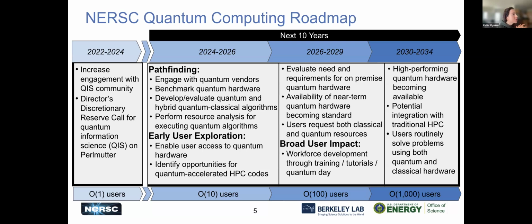And in the future, the end of the decade, in the 2030s, we're really hoping that this will be a large scale thing. We'll have order 100 to thousands of users who are able to use quantum resources. And there might be some sort of integration with traditional HPC, though how that exactly looks and how those algorithms will actually be structured is an open question that we're working with different researchers to answer.